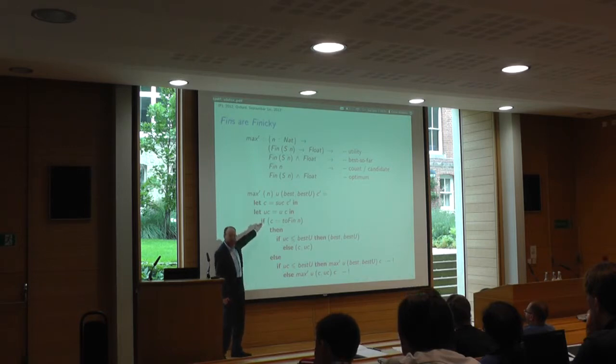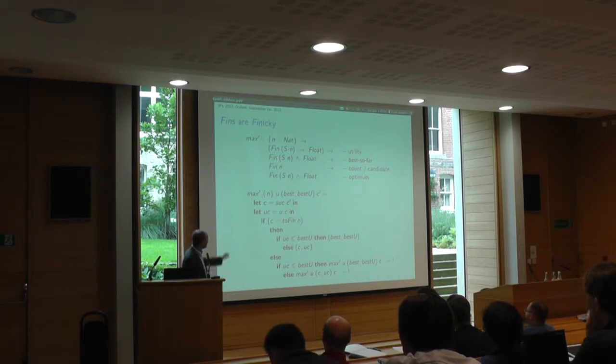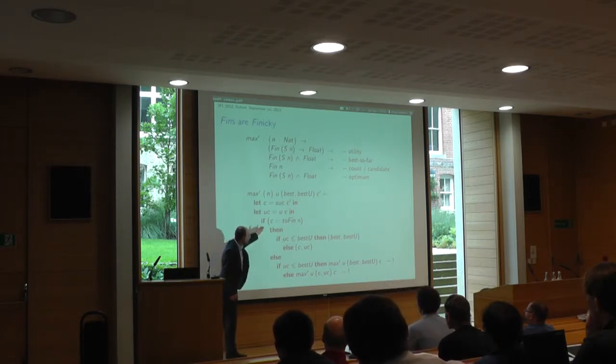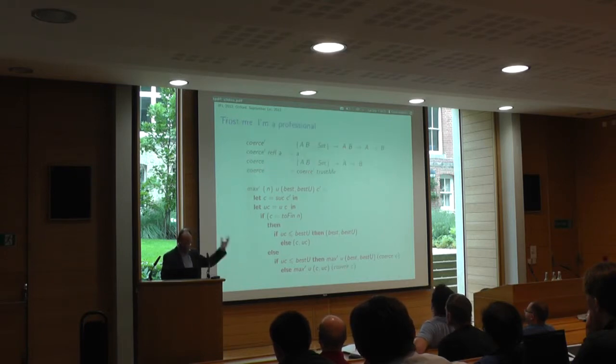Is C the biggest one? If it's not the biggest one, then I know I can increment it, right? The compiler doesn't believe me. So if I want to write a cast function, I cannot write a cast function because I run into the same problem. It doesn't believe me. That's not good. So here is the solution.